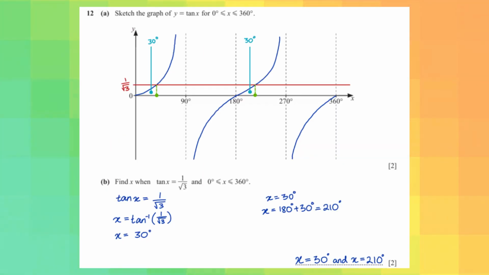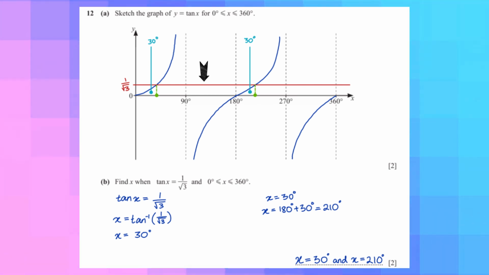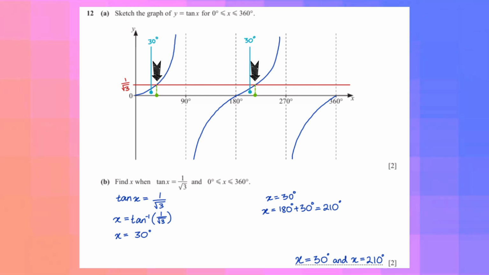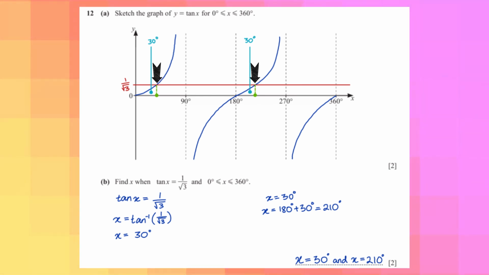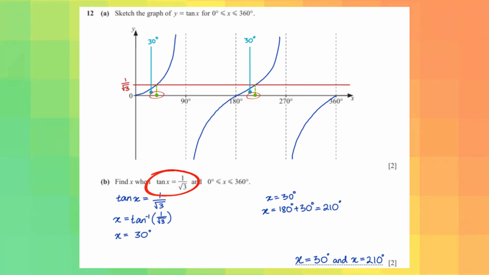Now for part B. It says to find x when the tangent of x equals 1 over the square root of 3 and x is between 0 degrees and 360 degrees. To answer this, we first draw a straight line across the graph from 1 over the square root of 3 on the y-axis. I'm showing you this in red color here. As you can see, these are the points of intersection of the red line and the graph of y equals the tangent of x. The x-coordinates of these points, which I'm showing you here in green color, are the solutions to this equation, which answer part B of this question.